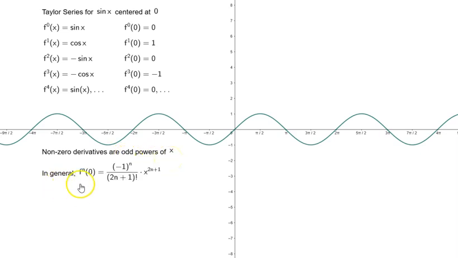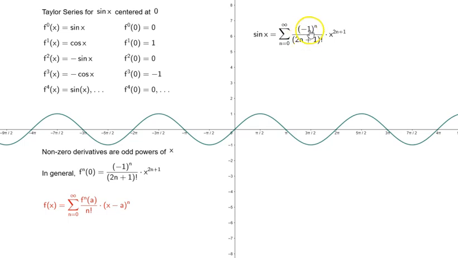So now, in general, f^n(0) is equal to minus 1 to the power of n divided by 2n plus 1 factorial times x to the power of 2n plus 1. Now we know the general formula for Taylor series. So let's apply that. F of x is sin x. Sum as n goes from 0 to infinity of f^n(a).